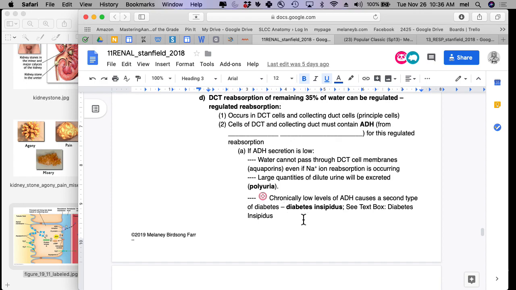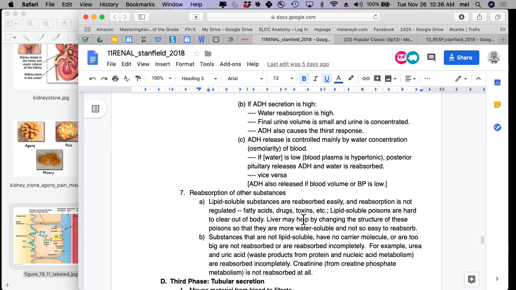So what about diabetes insipidus? Circling back to diabetes insipidus. A person who genetically, or autoimmunically, cannot secrete adequate amounts of ADH will have chronic polyuria, yeah? Because they can't absorb that last 35%. Yes? Does that make sense? So they are going to be constantly peeing really, really low concentration urine, right? So that's called diabetes insipidus. There's a text box about it in your textbook.